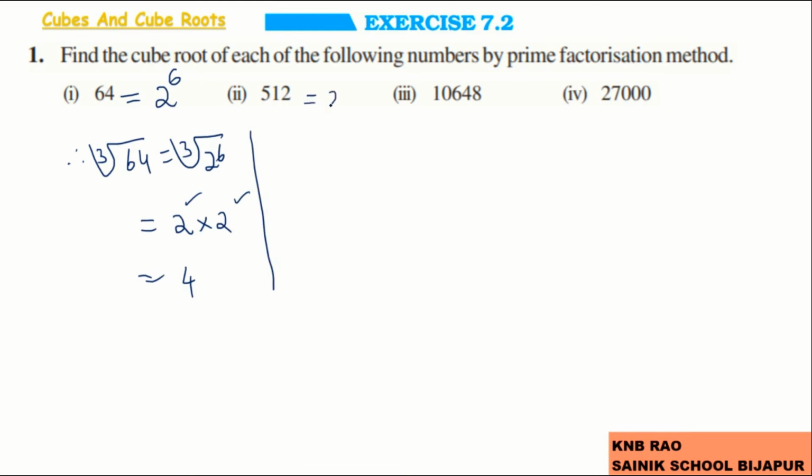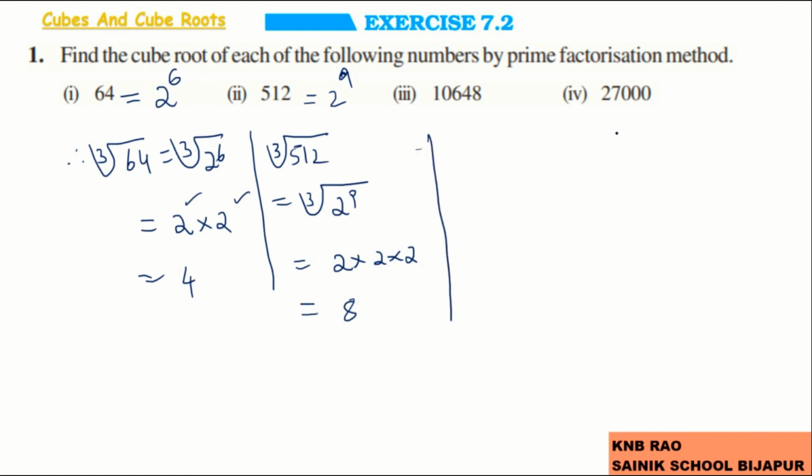Similarly, 512 is 2 power 9, and the cube root of 512 is nothing but the cube root of 2 power 9. So it gives 2 into 2 into 2, because 2 power 9 has 2 multiplied by itself 9 times, where 3 triplets can be formed. For each triplet one 2 comes out. So 8 is the right answer.